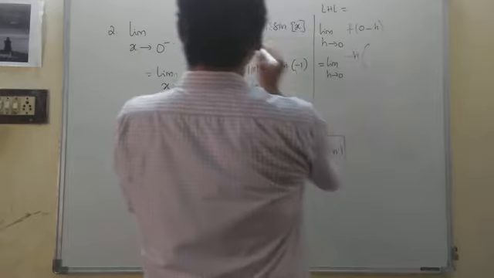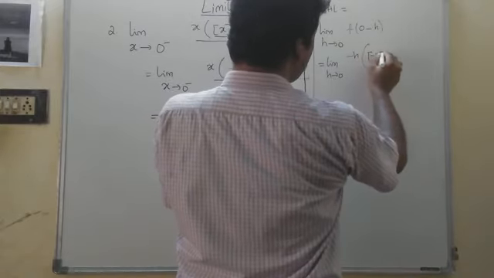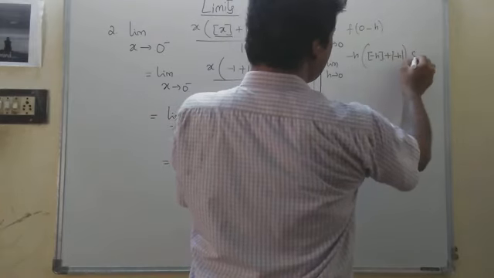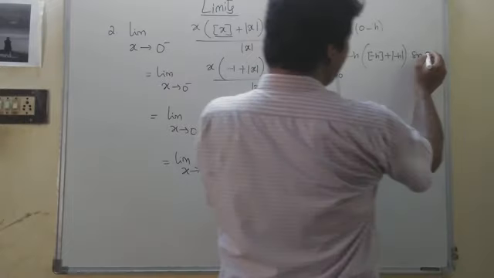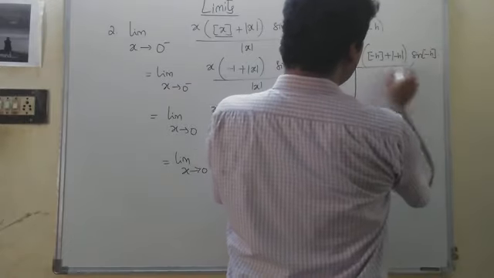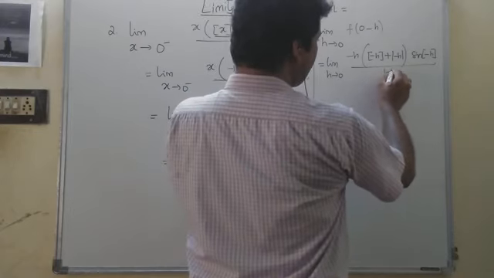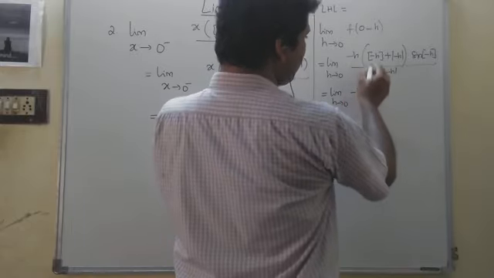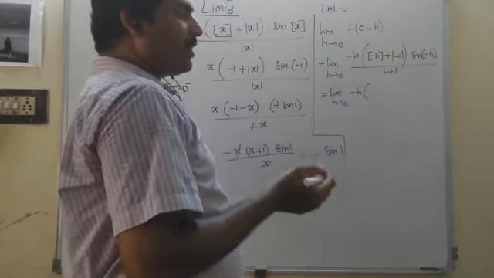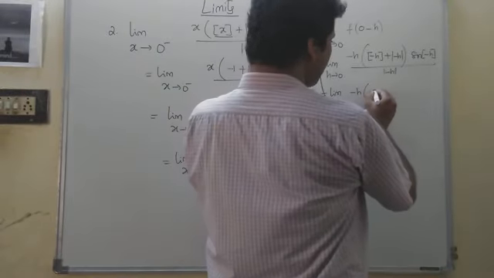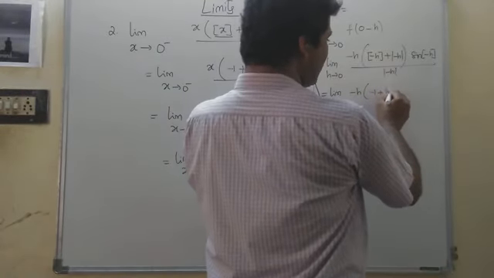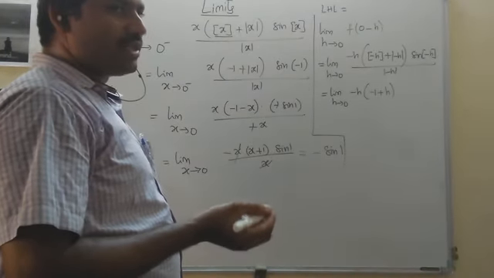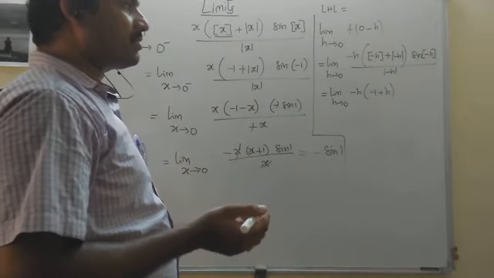Minus h into box of minus h plus mod of minus h into sin of box of minus h by mod of minus h. That is equal to limit h tends to 0, minus h into what is the box of minus h? Say h is 0.1. Box of minus 0.1 is minus 1. Plus mod of minus h is h only, since h is a very small positive quantity. Say h is 0.1. What is the mod of minus 0.1? 0.1. So mod of minus h is also h.